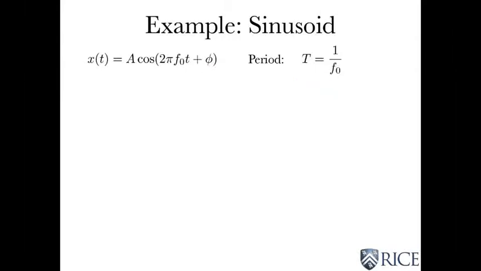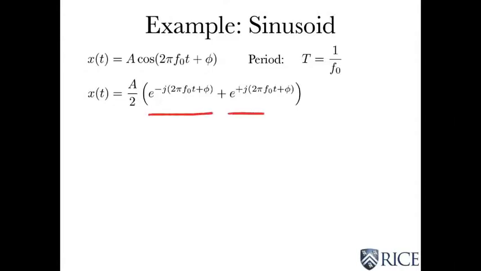By using Euler's formula. As we all know, Euler's formula says that a cosine can be written as e to the minus of a complex exponential and then e to the plus of a complex exponential, and the a over 2 is the scaling factor you need to get it to work.